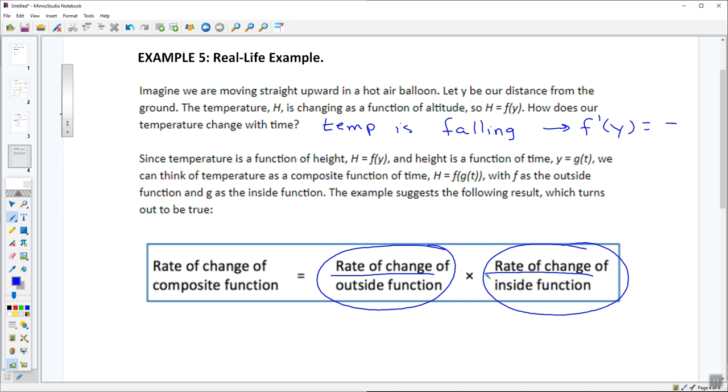So when we talk about H equals F of G of T, isn't this a composite function? So the rate of change of the composition of the function would be the outside function, F prime, times G prime. All this is an application to which rule again?